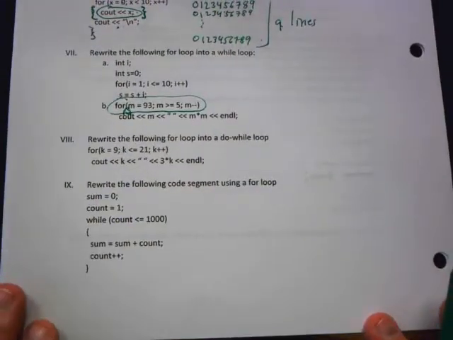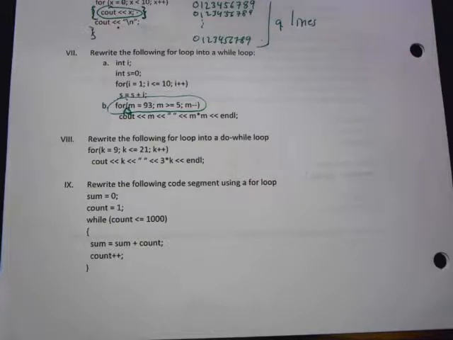All right, last one here. Rewrite the following code segment using a for loop. Sum equals 0, count equals 1, while count is less than or equal to 1,000, sum equals sum plus count, count plus plus. All right, so what would we need to change to write this as a for loop?